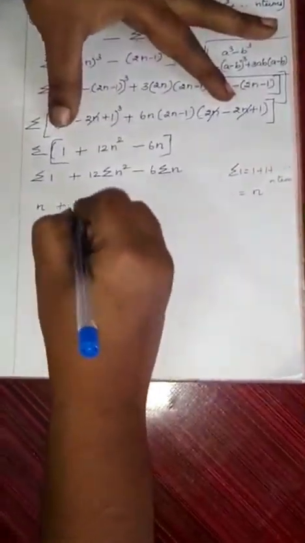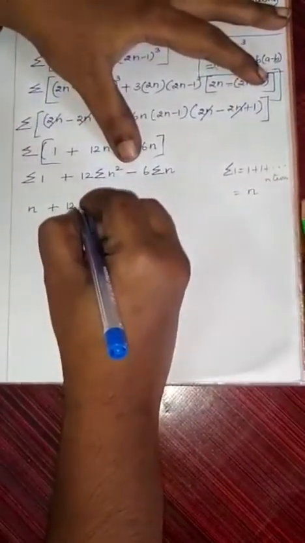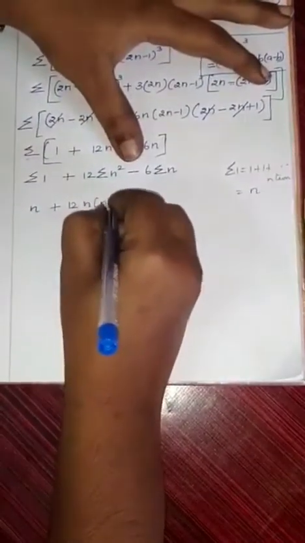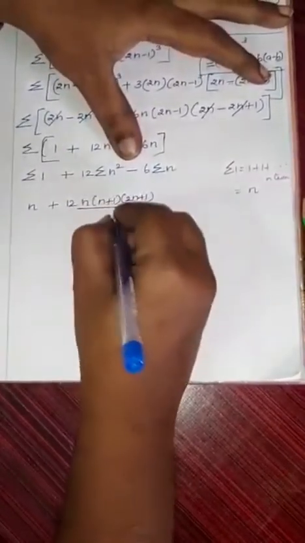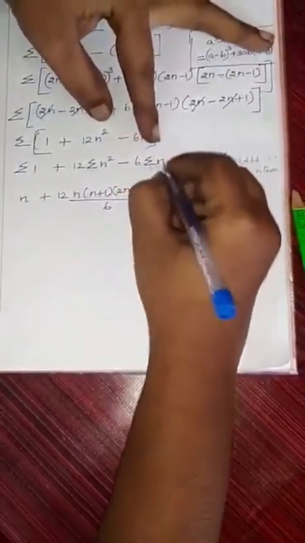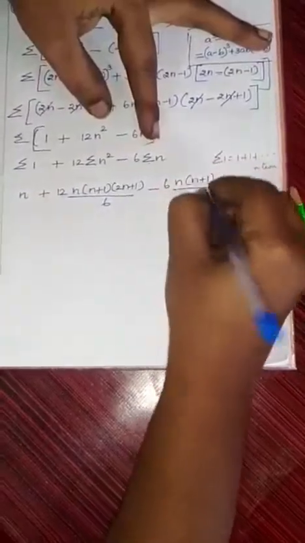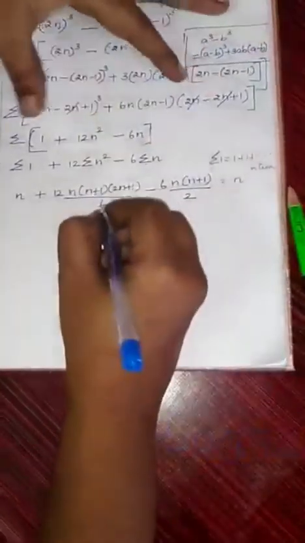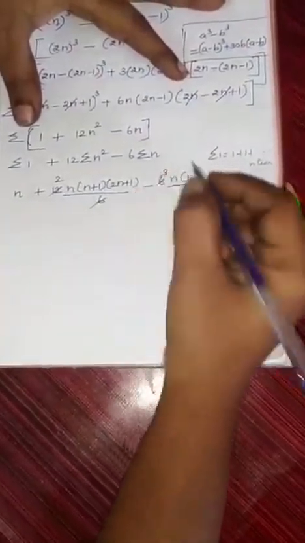So it is n. Summation of 1 is n. Plus 12 into, what is the summation of n square formula? You know already, right? n into (n plus 1) into (2n plus 1) by 6, minus 6 into summation of n. What is the summation of n formula? n into (n plus 1) by 2. Now 6 and 12 you can cancel. 6 2s are 12, 2 3s are 6.